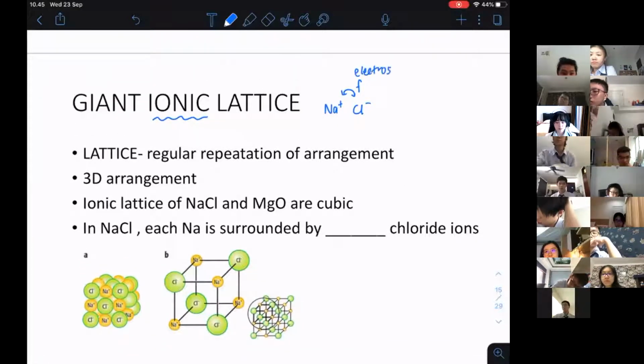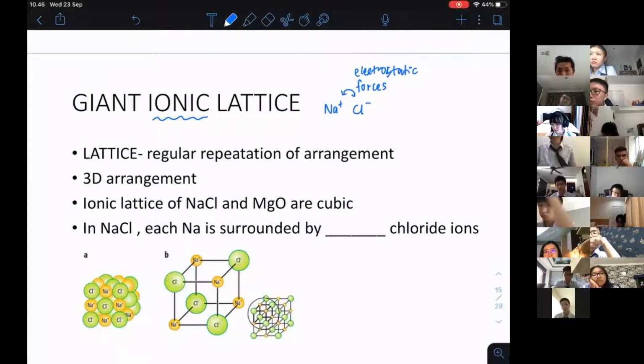Electrostatic forces of attraction. We don't call them ionic bonds; that is electrostatic forces. Because of positive and negative, we call it electrostatic forces of attraction.